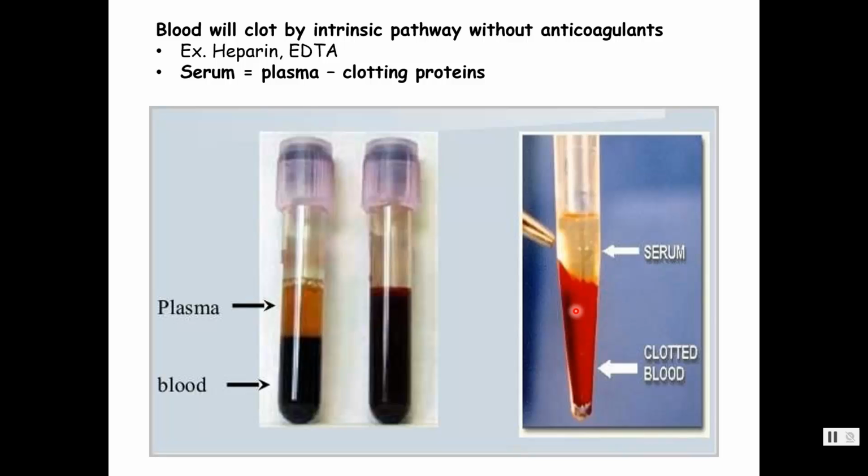So when you have the formed elements and all of the clotting proteins that have formed this clot, what you're left with is that fluid portion. So plasma minus blood clotting proteins is called serum. So that's where you get serum from.